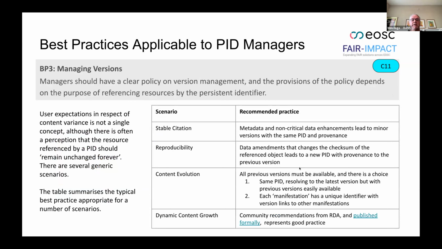Okay, then the other very important practice for PID managers has to do with versioning. And again, versioning is not a single concept. There are all kinds of nuances depending on the intentions that you have and the use case that you are trying to satisfy. And I've listed 4 different variations on the theme in the slide that you can look at, because how you handle versioning is largely dictated by the situation that you are trying to address.